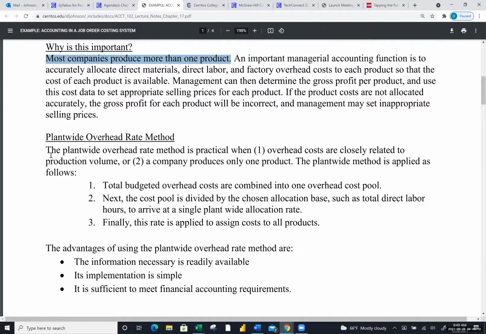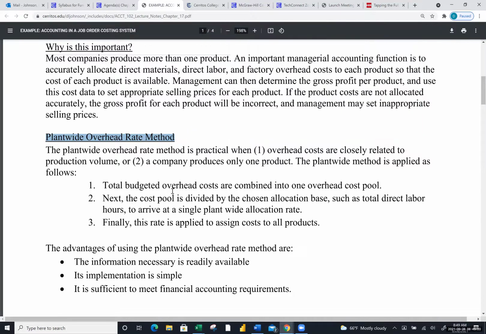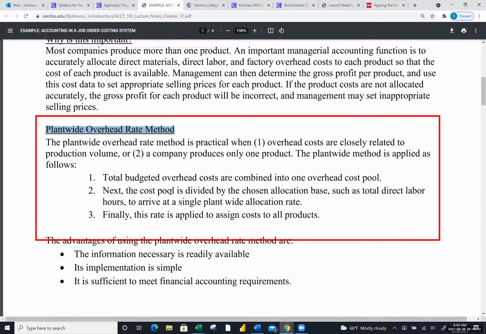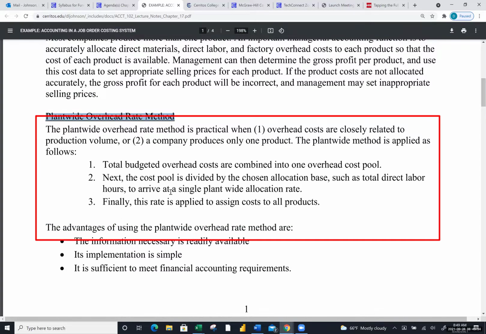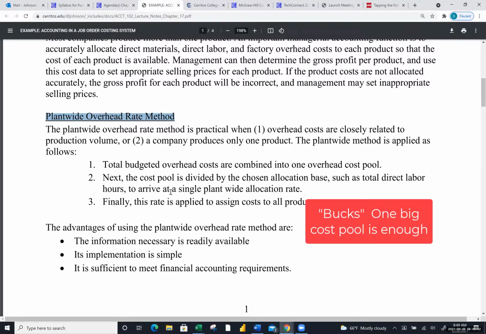So again, we're going to start off with something we already know called a single plant-wide overhead rate. And this one's practical when overhead costs are related to volume. They're simply volume-based, or if a company makes one or two products. If that's the case, it's not going to be cost-effective to use these more sophisticated methods. So it is the easiest because literally for accounting purposes, you need one big cost pool. You could actually have an account called factory overhead, and you would be fine as far as GAAP is concerned.